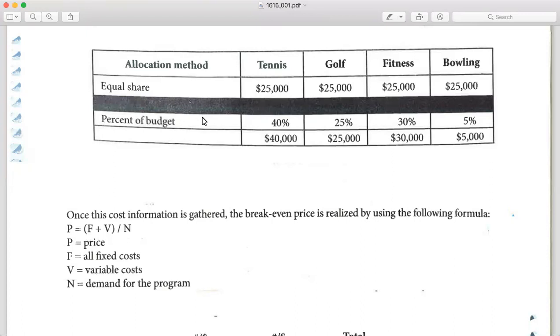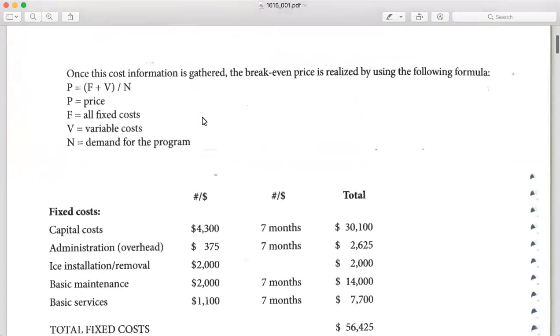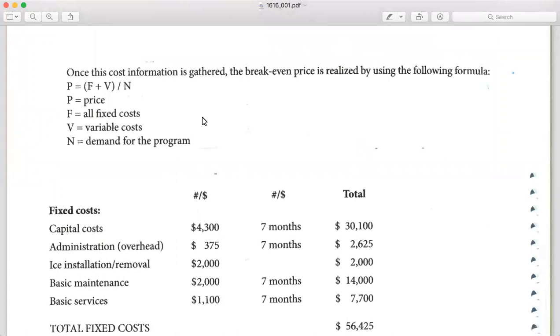So here's a formula here. It's at the top of your page. Everybody should see this. And once the cost formula information is gathered, the break-even price is realized by using the following formula. And if you want to take a picture of this, I don't know if you've seen it already in your materials, but they may ask you about this. So P is equal to F plus V divided by N. So P is the price, F is all the fixed costs, V is all the variable costs, and N is the demand for the program, which would be the number of participants.